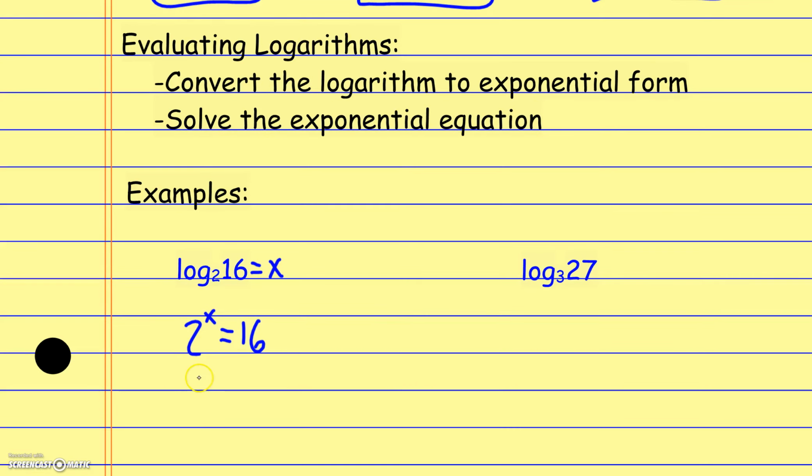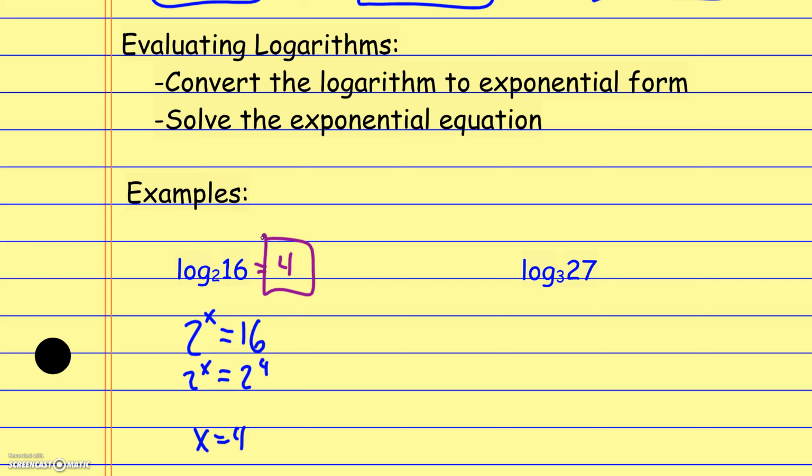But let's rewrite it using a common base. This is 2 to the x. 16 is 2 to the 4th. Now I have the same base. I say the exponents are equal, so x equals 4. So essentially what I'm saying is this thing that I didn't know before, which was x, I can now definitively say that this equals 4. So now I've evaluated the logarithm.